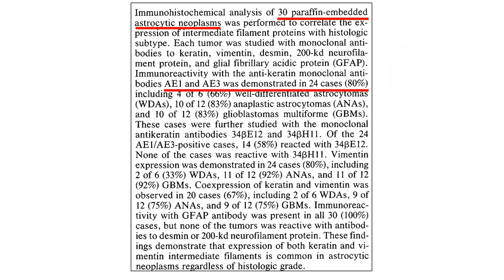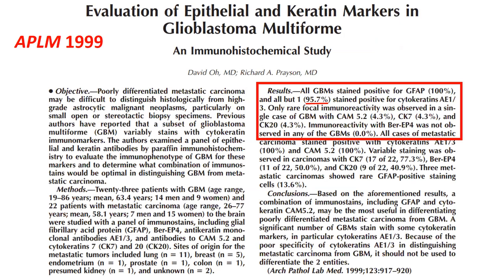Including 66% of well-differentiated, 83% of anaplastic astrocytomas, and 83% of glioblastomas. This was known 30 years ago. All right, fast forward to 20 years ago, and the awesome Richard Prayson at Cleveland Clinic: all glioblastomas stain for GFAP, all but one, that is 96% stain positive for cytokeratins AE1, AE3. Only focal reactivity was observed in a single case with CAM 5.2, which in this series was 4.3%.